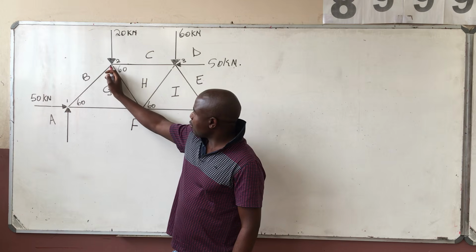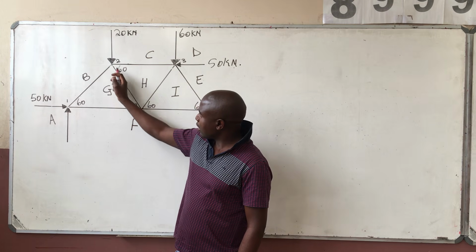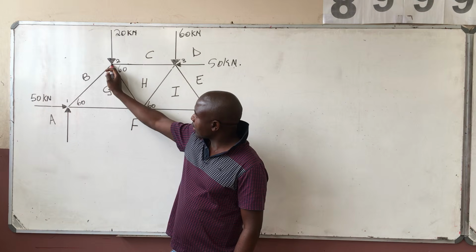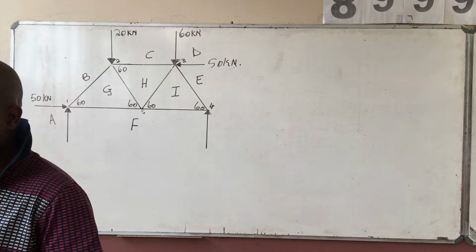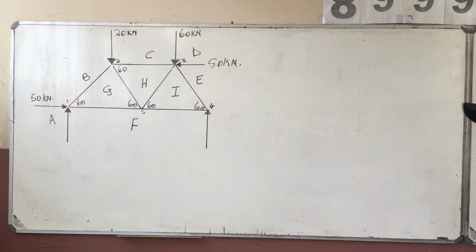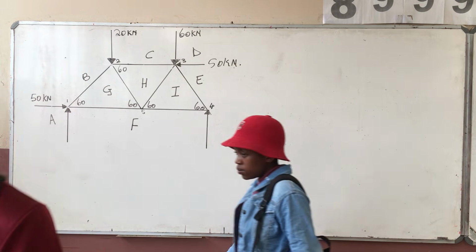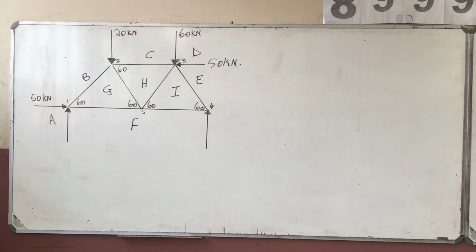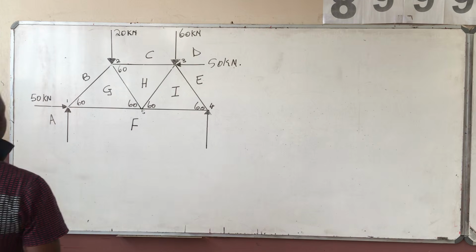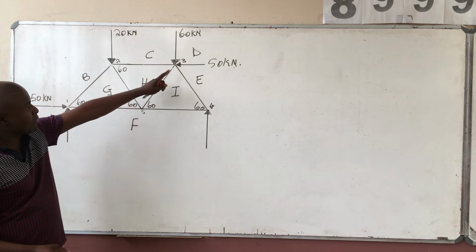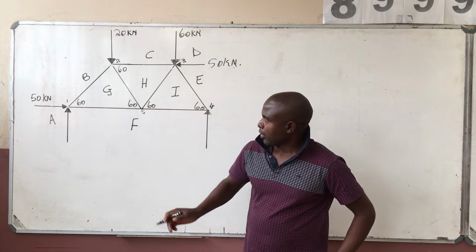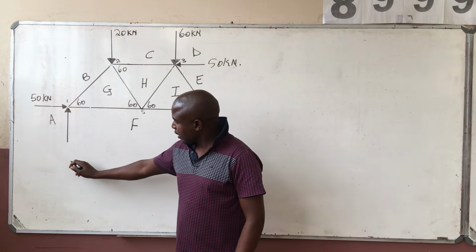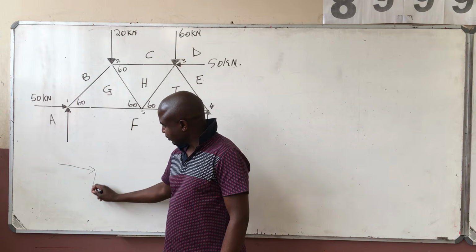So this one, we have this member, that member intersecting there. That is also a point. So all in all, how many points do we have here? All in all, we have 5 points. Point number 1, point number 2, point number 3, point number 4. There are 4.